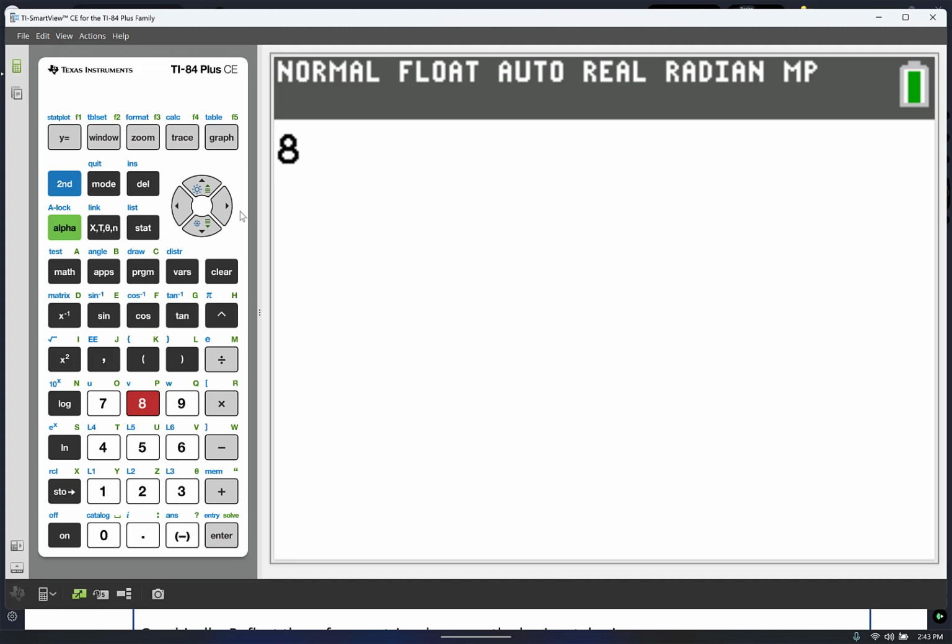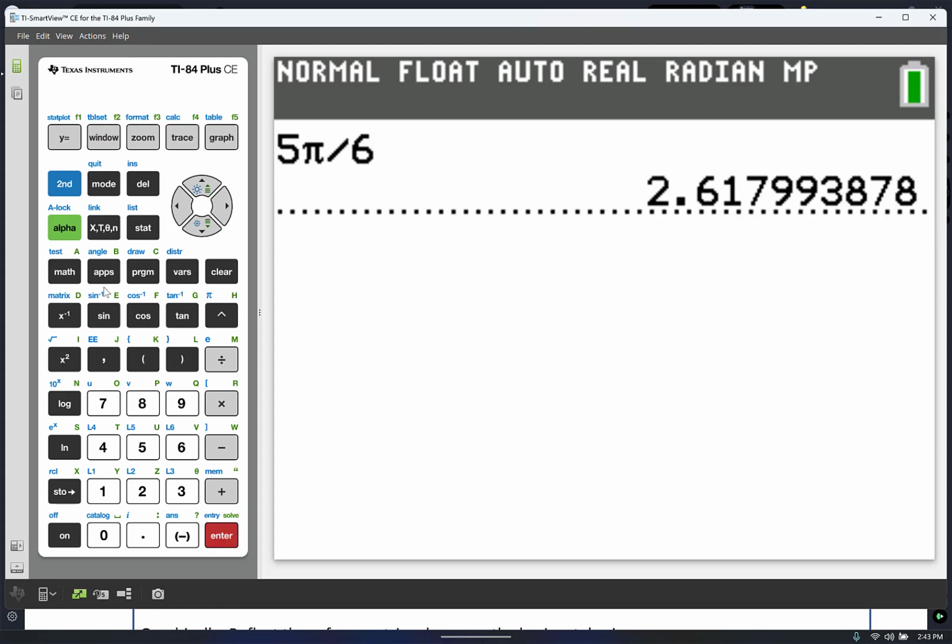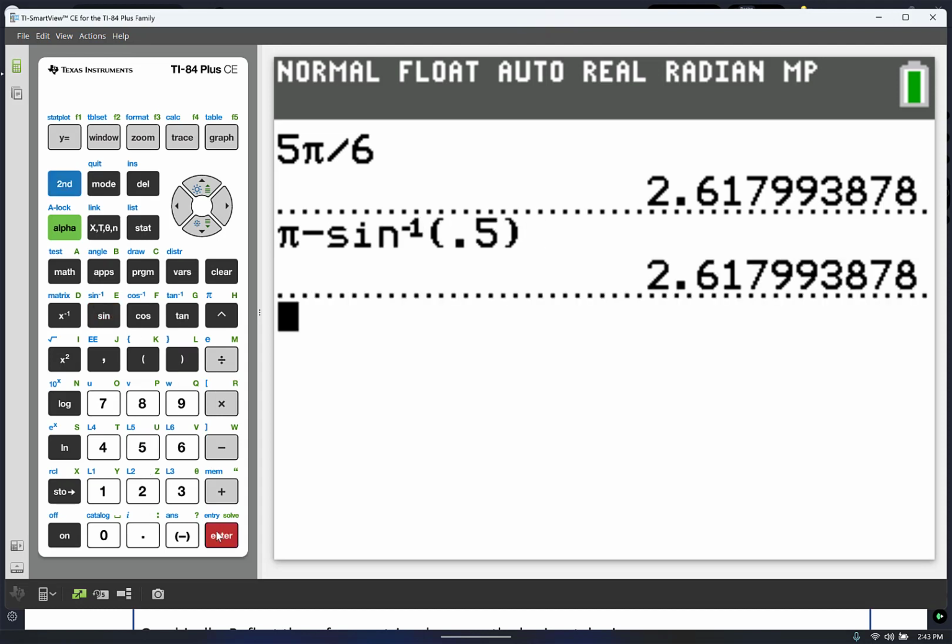So let me, what was it, the 5 pi over 6 again? Let me type in the 5 pi over 6 so I know what that decimal is. And then look at this, guys. I'm going to go pi minus arc sine of what? 0.5. And then look at that. Isn't that cool? Okay, I know you guys are like, okay, so what, Chav?